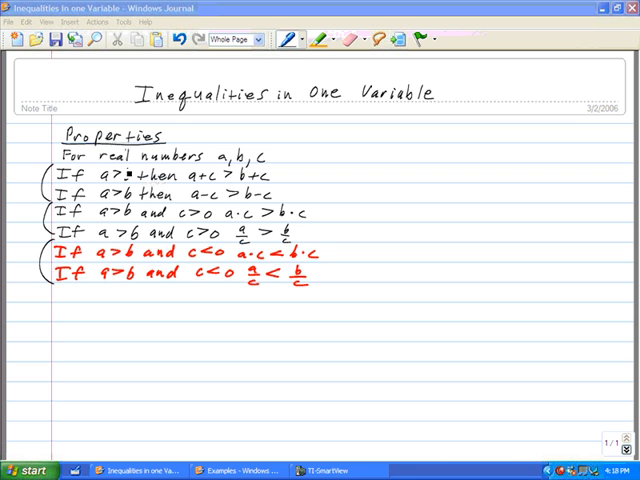The first one says that if A is greater than B, then A plus C is greater than B plus C. This is similar to the property of equality that said you can add anything you want to the 2 sides of an equation without changing the equation. Now note that I've used greater than in all of these statements, but could have easily used less than, greater than or equal to, or less than or equal to, and the properties would work the same way. The second property says that if A is greater than B, then A minus C is greater than B minus C. Again, just like the property of equality that said we could subtract anything we want from the 2 sides of an equation.